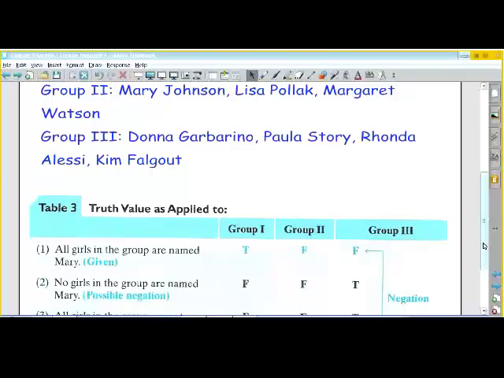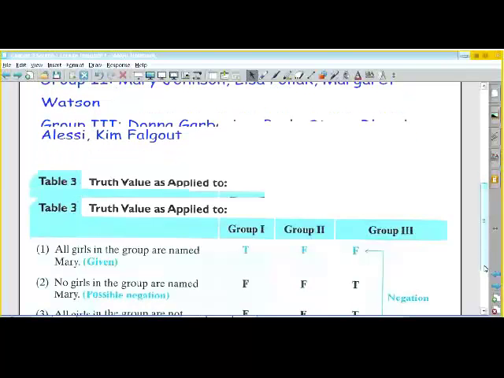And if you look at the first group, which has all Marys, and the last group that has no Marys, the false statement becomes true and the true statement becomes false. But the one where we have just one Mary remains a false statement for both the original given statement and our possible negation. So that's not going to work. We can't just put a no there.